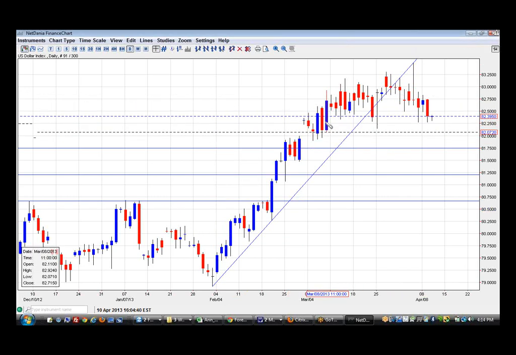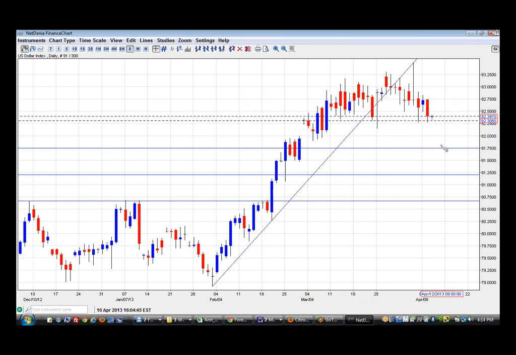So it needs to break first this demand level here, this low right here as well, before it may reach the 81.75 area. So this is the next step that we look at with the macro fundamentals. Any questions with the DXY?